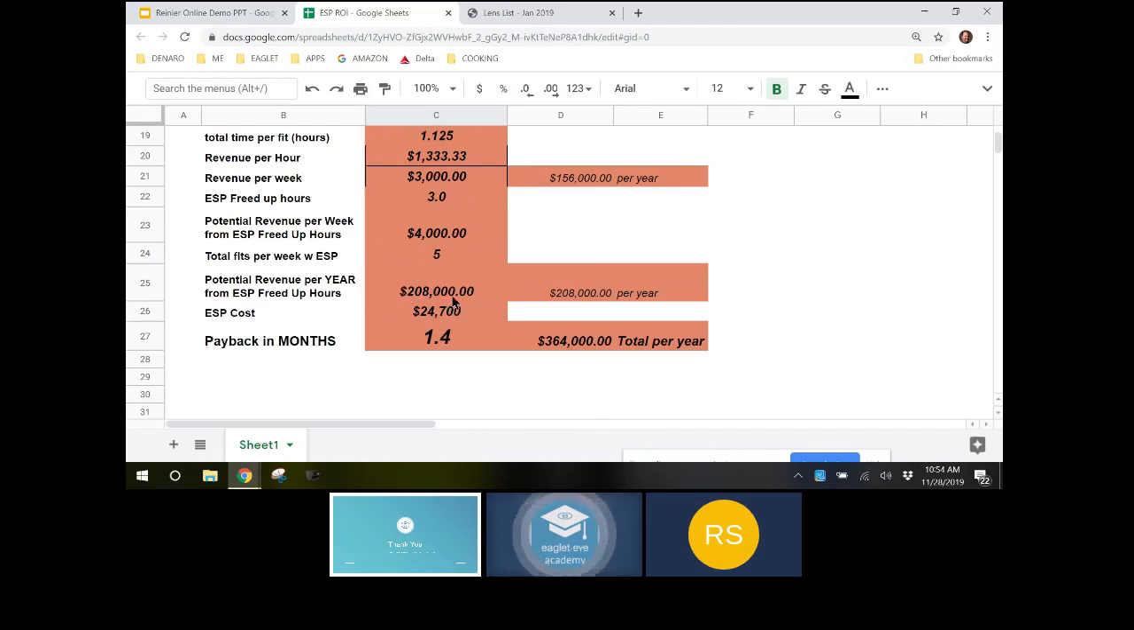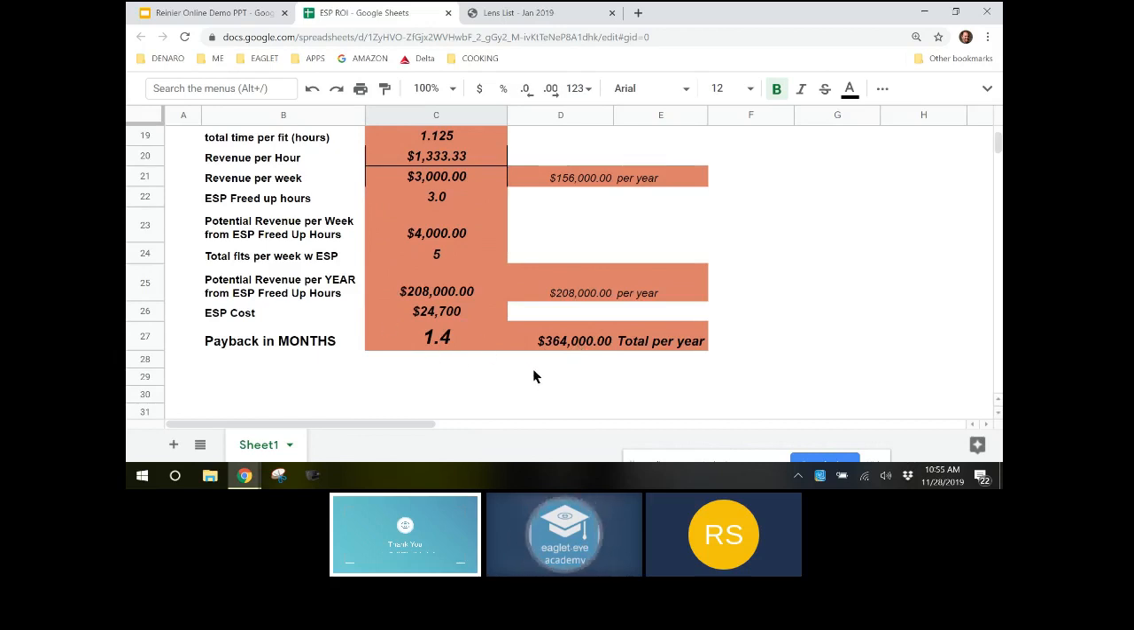That's going to add $200,000 to your revenue per year for the freed up time, which means that you're going to turn the investment in the ESP around in a little less than 2 months. Very, very fast. Now, there's a lot of assumptions in here, but I think what I'm trying to demonstrate is this unit will pay for itself very quickly.